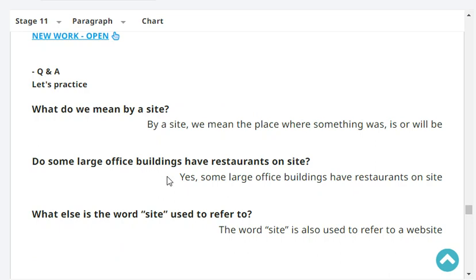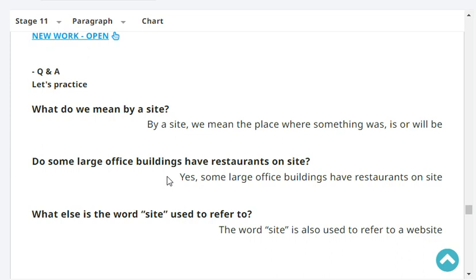What do we mean by a site? By a site, we mean the place where something was, is, or will be. Very good.